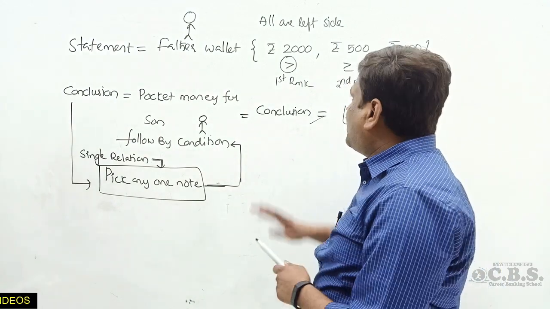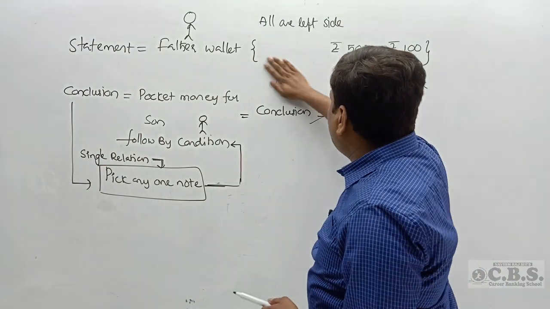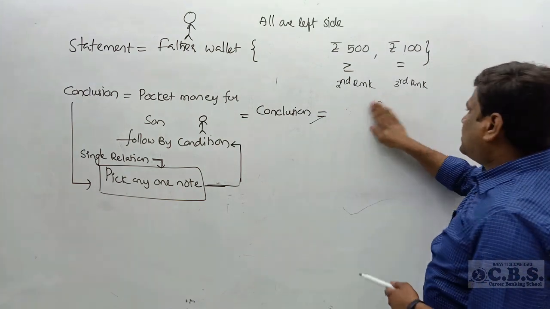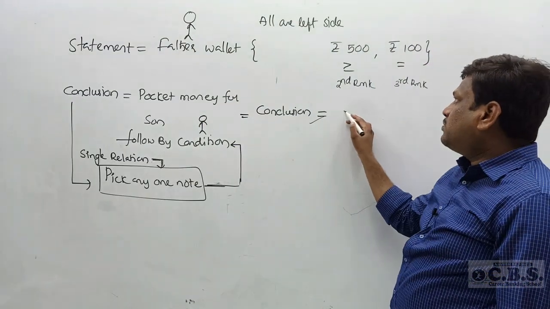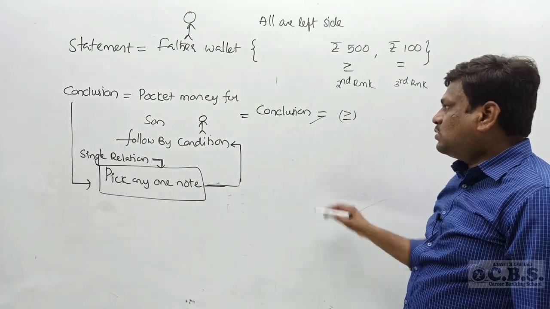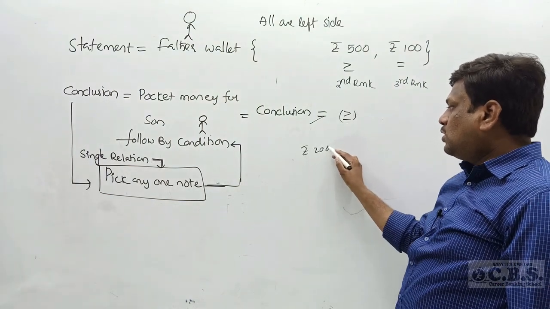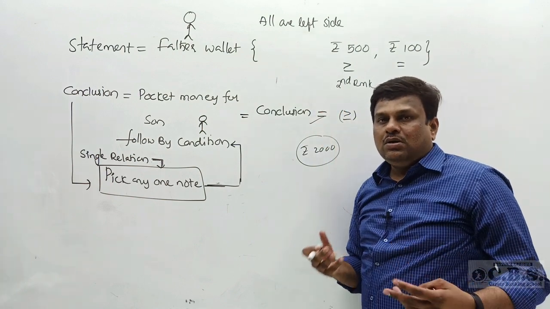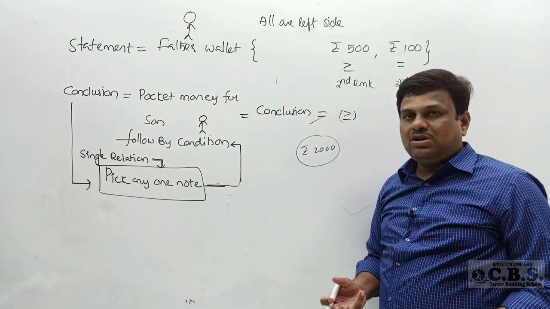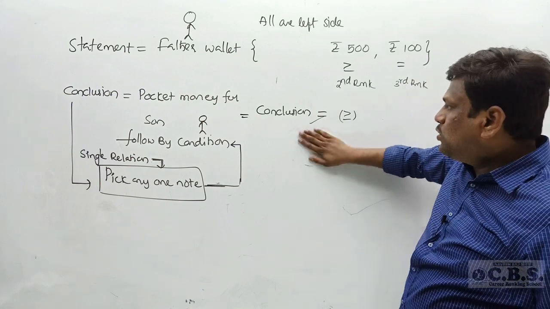In case the father has only a 500 rupees note and a 100 rupees note, definitely the son is going to pick up which note? The 500 rupees note. Is it possible to pick up the 2000 rupees note? No, not at all. It's not in the father's wallet. So without 2000 rupees in the wallet, is it possible to pick it up? No. So definitely the son is going to pick up which note?